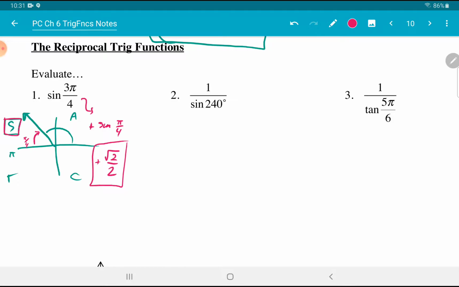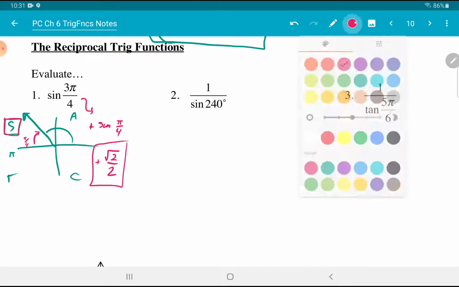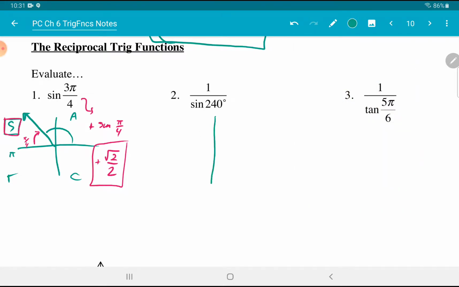Likewise, if we take a look at 1 over sine of 240 degrees, you'll notice that the 240 degree angle puts us into quadrant 3, something like this. Remember that we need to convert the 240 degrees into its reference angle. We go an entire 180 degrees and then have some left over. How much is left over? Well, 240 minus 180 gives us a 60-degree angle. So the reference angle is 60 degrees.